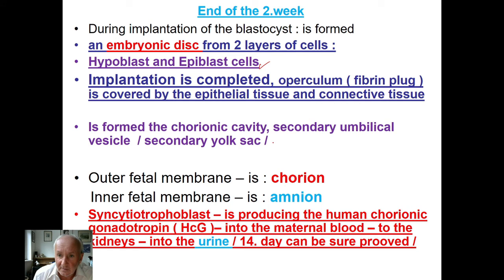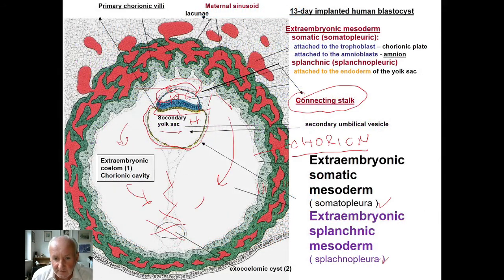The operculum, the whole, will be covered by epithelium, by connective tissue. The implantation is complete. The blastocyst is inside the endometrium. I explained to you what the chorionic cavity, the extraembryonic coelom, is, and how the secondary yolk sac is developing. You know that the outer fetal membrane is the chorion, this: primary extraembryonic mesoderm, cytotrophoblast, syncytiotrophoblast. The inner fetal membrane, the amnion, will be only this.